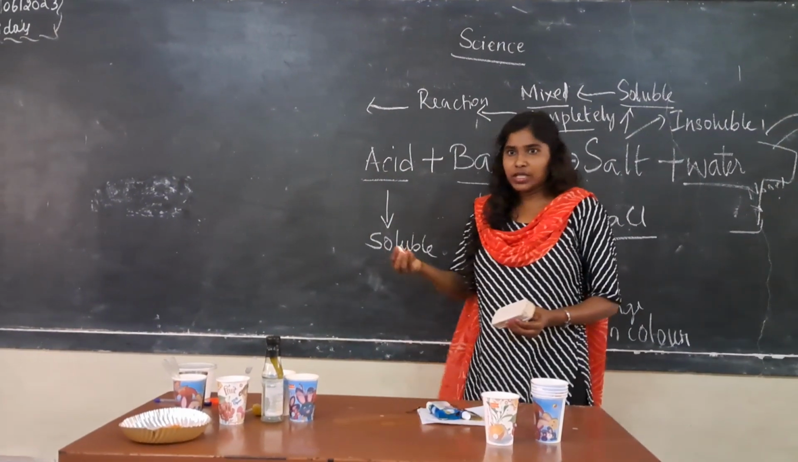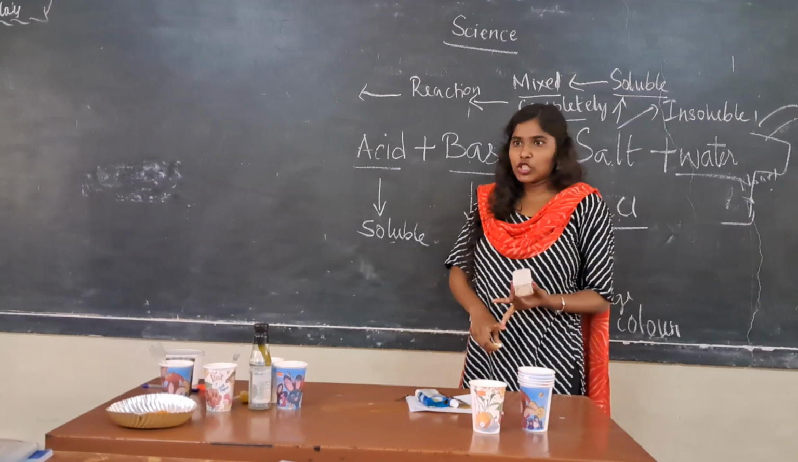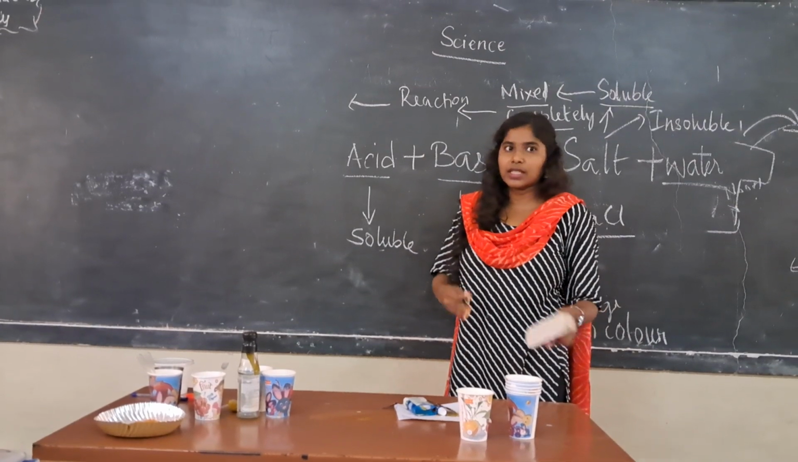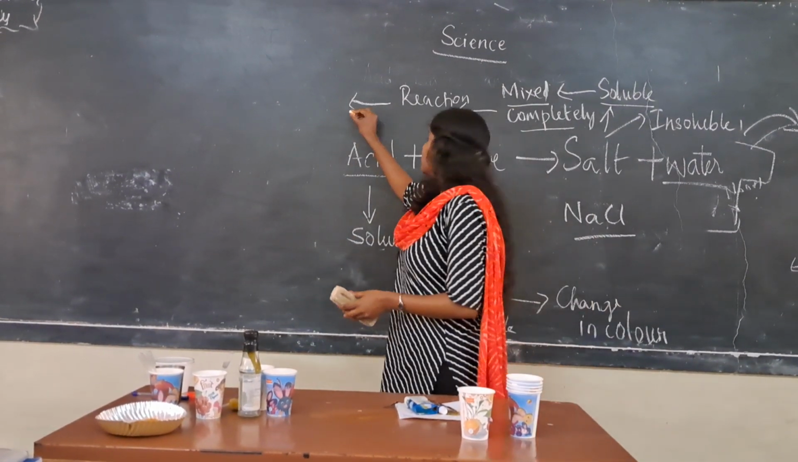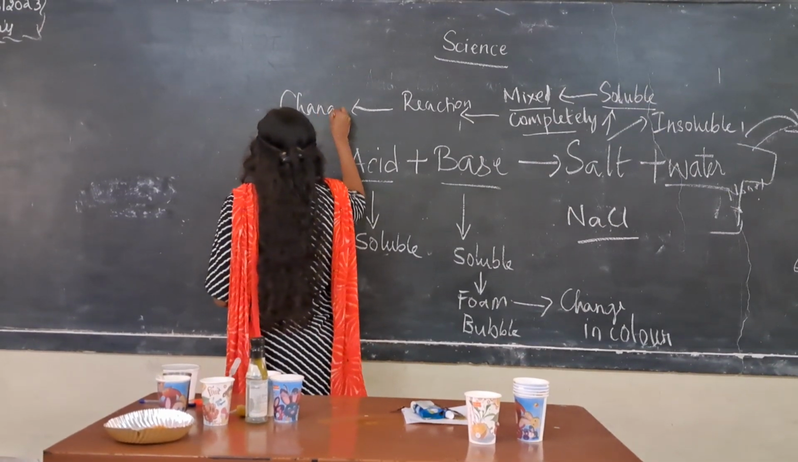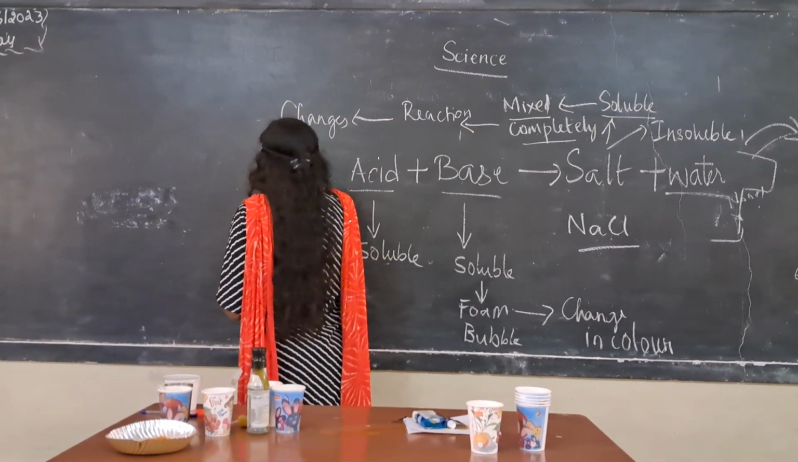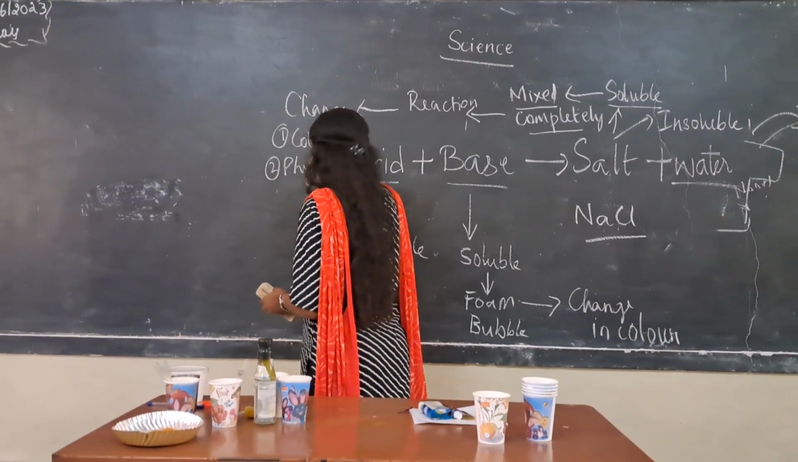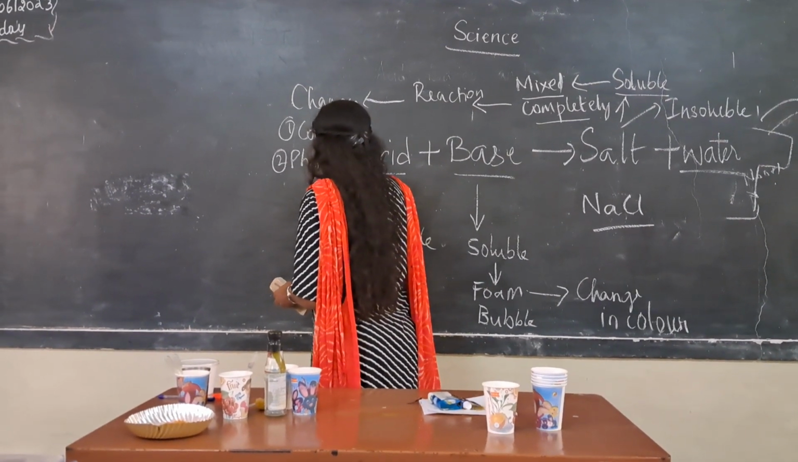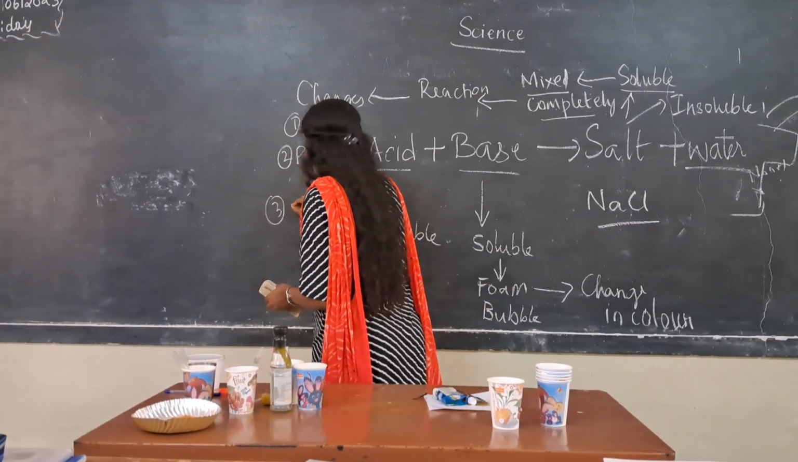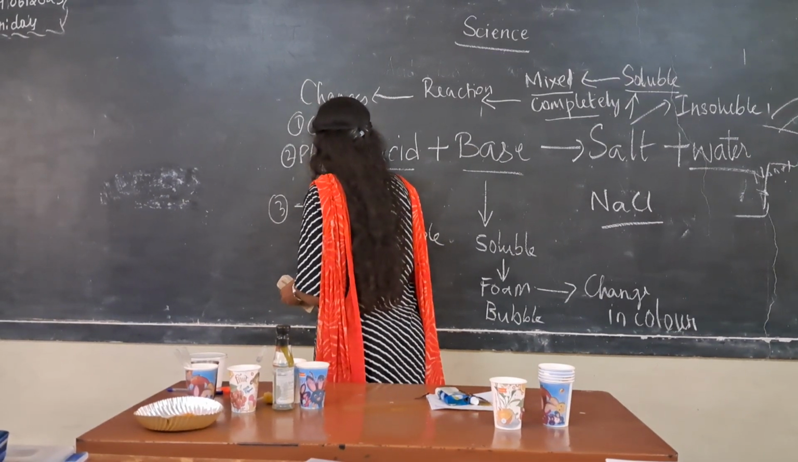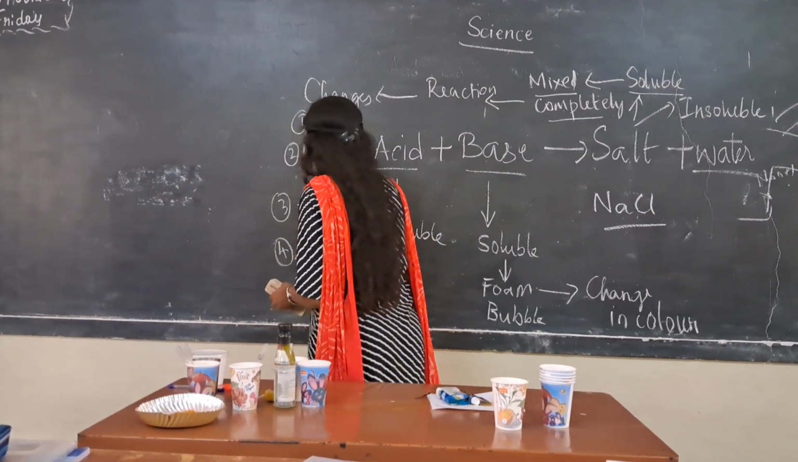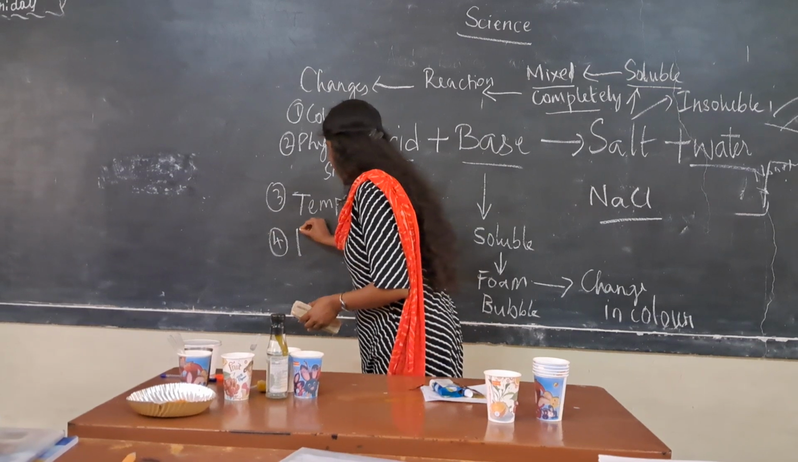Whether you are getting bubbles, whether there is heat production, or whether there is change in color. What are the differences? What are the changes you can observe before adding the substance and after adding the substance? These are the changes. One, it can be color change. Second thing, physical state. Third one is temperature. And fourth one is other properties.